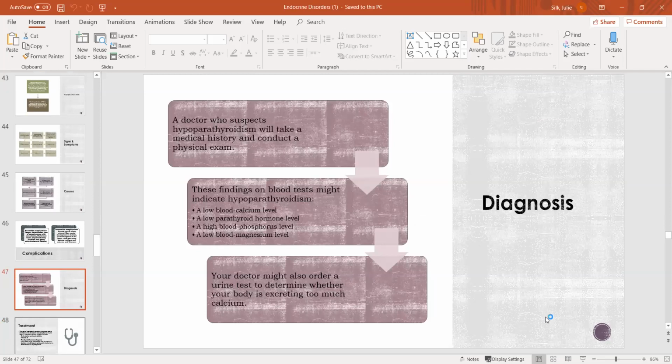Again, when we diagnose this, we are going to draw levels. So we'll probably draw a calcium level, a phosphorus level, parathyroid hormone level, maybe even a magnesium level to see where we're at with all of that.